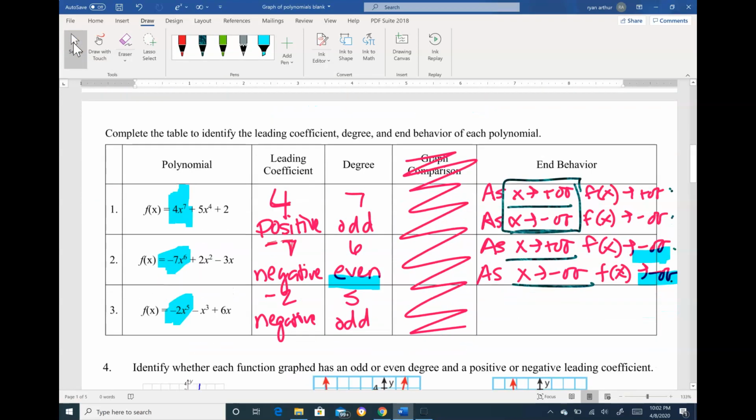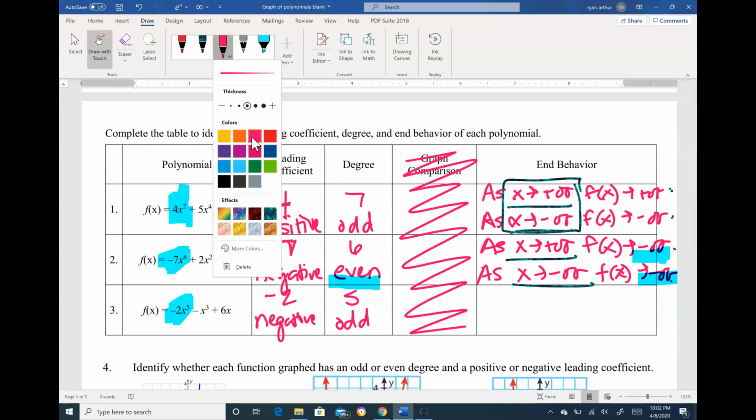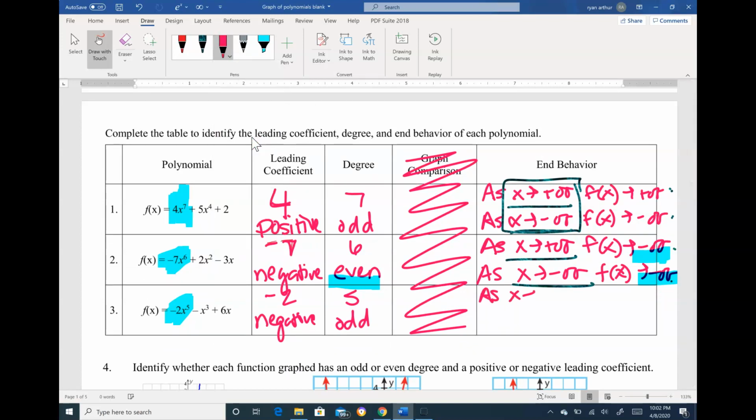So I come down here and I'm just going to write that, and I'm going to say the same thing. As x approaches positive infinity, f of x approaches negative infinity. Then as x approaches negative infinity, f of x approaches positive infinity. Okay?